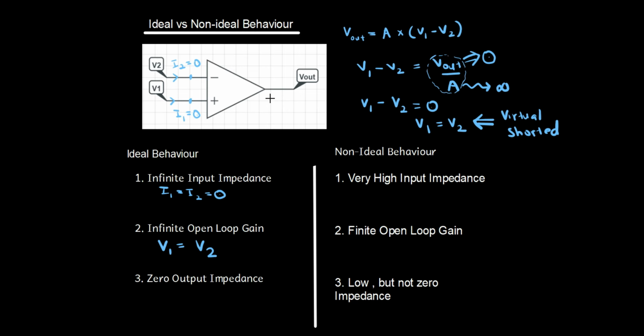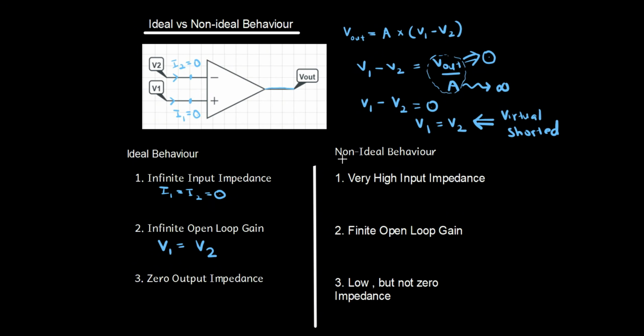And operational amplifiers have zero output impedance. As a result, the operational amplifier can drive any load without a voltage drop at the output, right? Also, you can assume that ideal operational amplifiers act like a perfect voltage source. Even that assumption is valid under the ideal behavior, right?